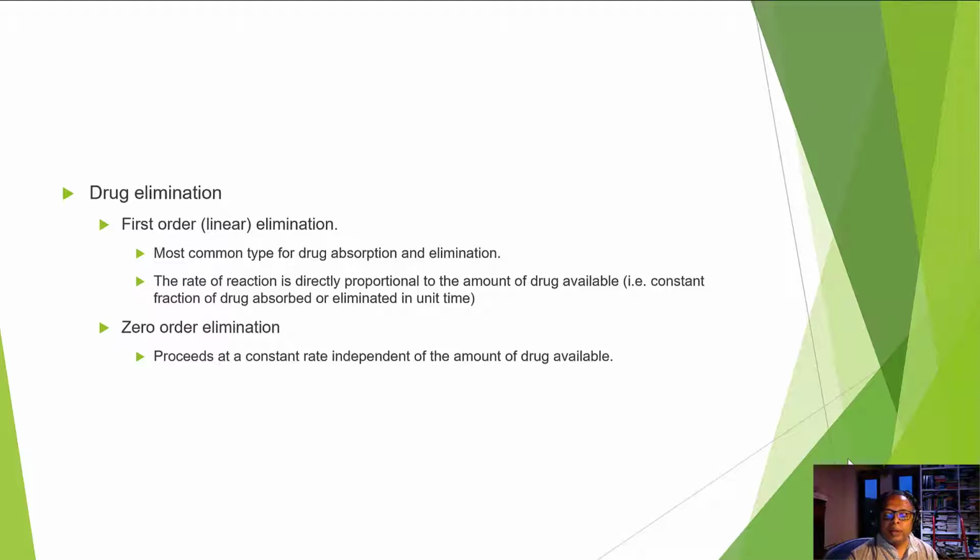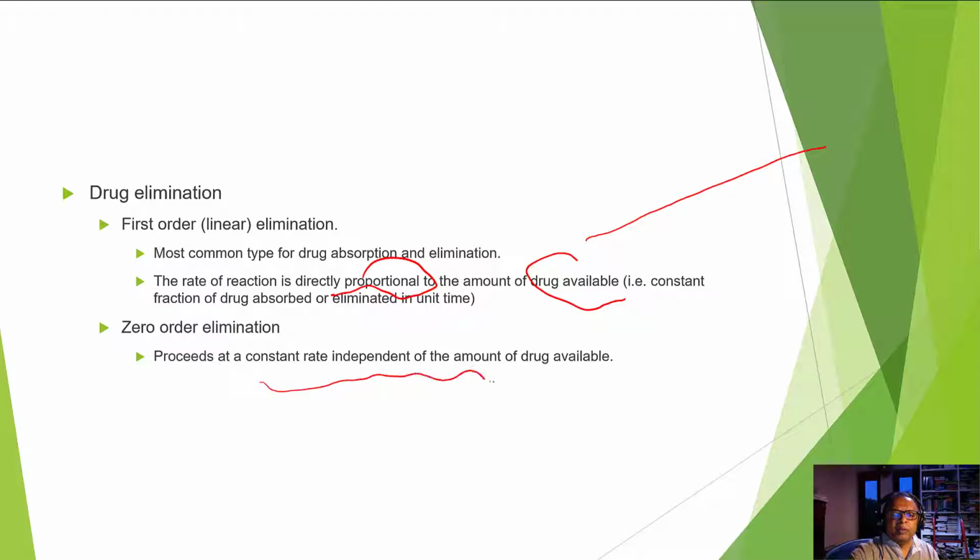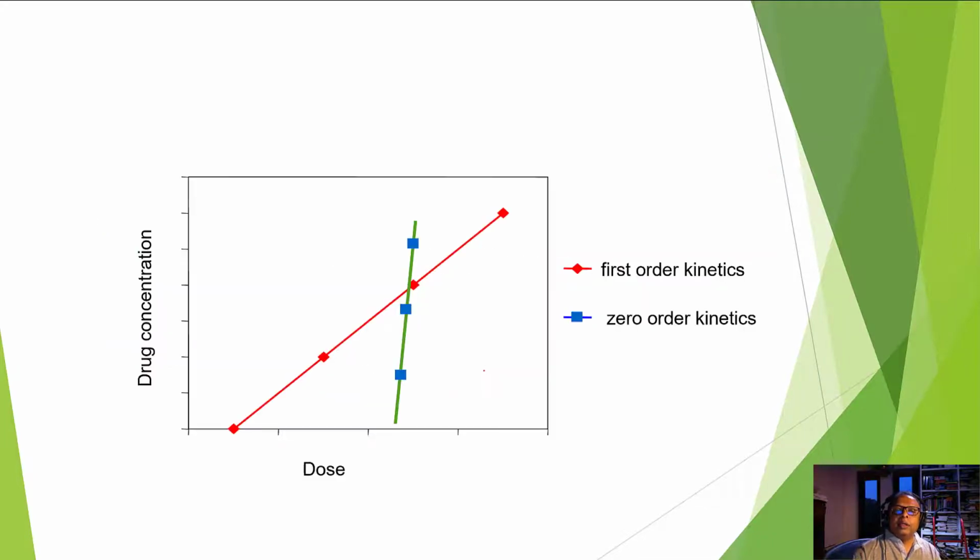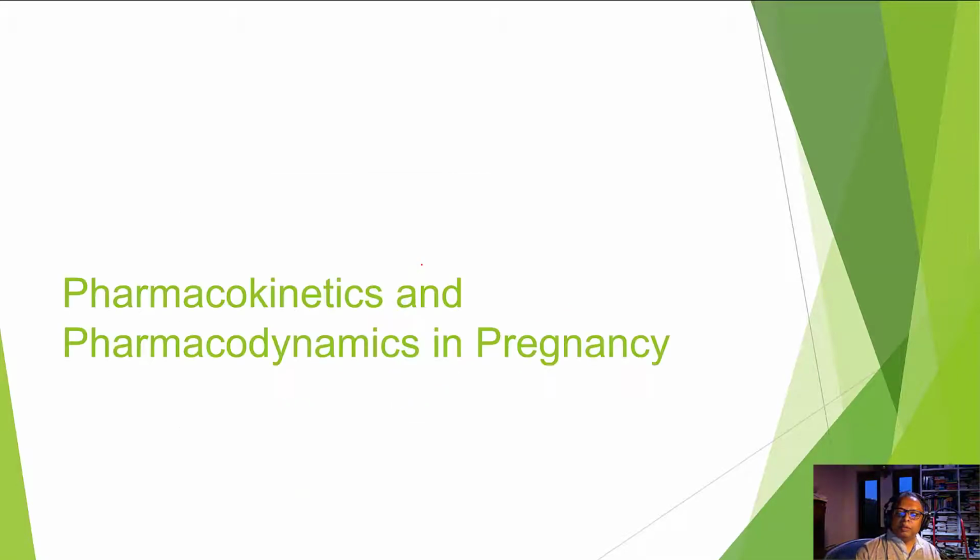And then when drugs are eliminated, there are two types of elimination. One is first order elimination, which is a linear elimination. The rate of reaction is proportional to the amount of drug available, so it usually follows a proportional distribution. Zero order elimination is where the process proceeds at a constant rate independent of the amount of drug available. So this is first order and this is zero order. Whatever the concentration, the amount of elimination is constant.